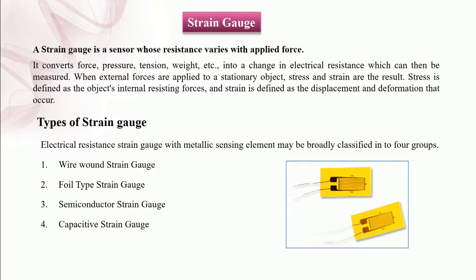Now when a metal conductor is stretched or compressed, its resistance changes because both the length and diameter of the conductor change. The resistivity of the conductor also changes with respect to that. This property of strain is known as piezoresistance. Okay, therefore this resistance strain gauge is also known as a piezoresistive strain gauge.